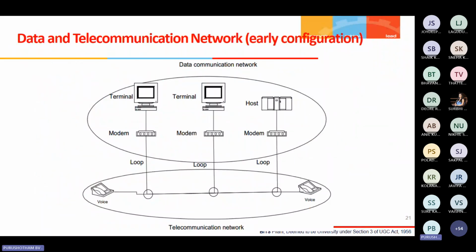Here you can see the data communication network, which consists of a terminal and a modem. This will be connected to the loop, where the loop is going to be a bigger telecommunication network. It might spread across countries, regions, continents, etc. Even nowadays, if you have internet connectivity in your house, a modem is required, right? Without a modem it cannot work. That's exactly what we are looking for.